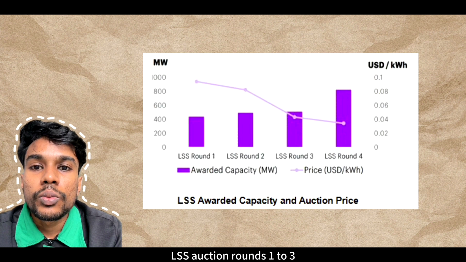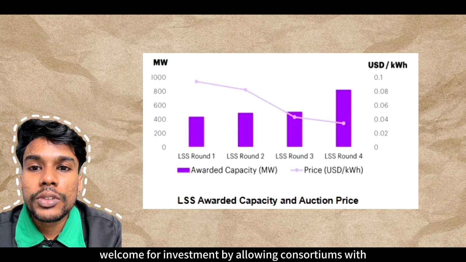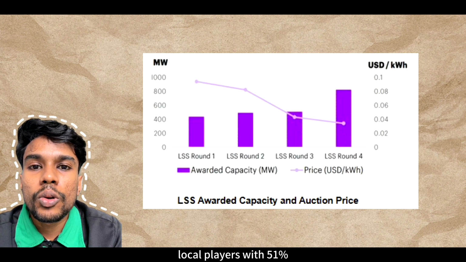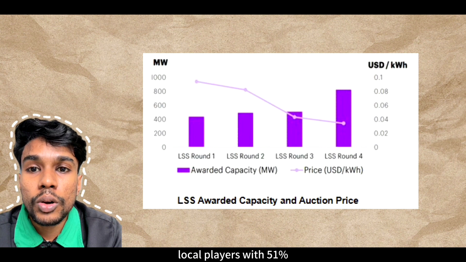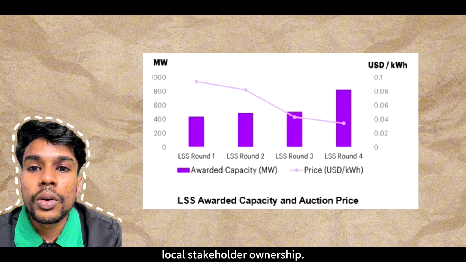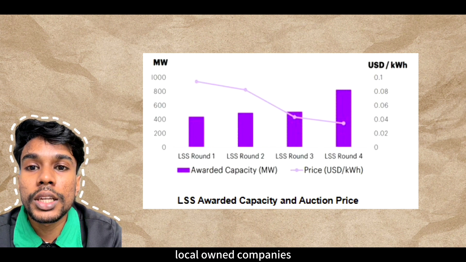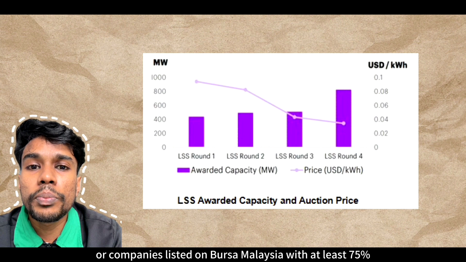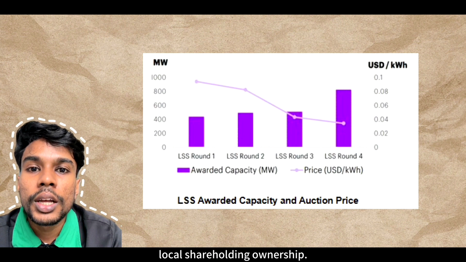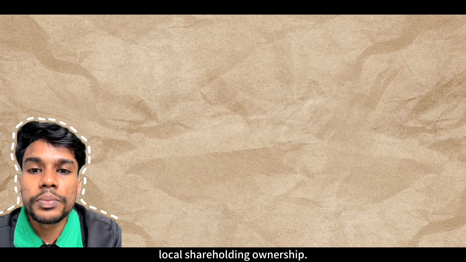LSS auction rounds 1 to 3 welcomed foreign investment by allowing consortiums with local players with 51% local stakeholder ownership, while LSS round 4 was only open to either 100% locally owned companies or companies listed on Bursa Malaysia with at least 75% local shareholding ownership.